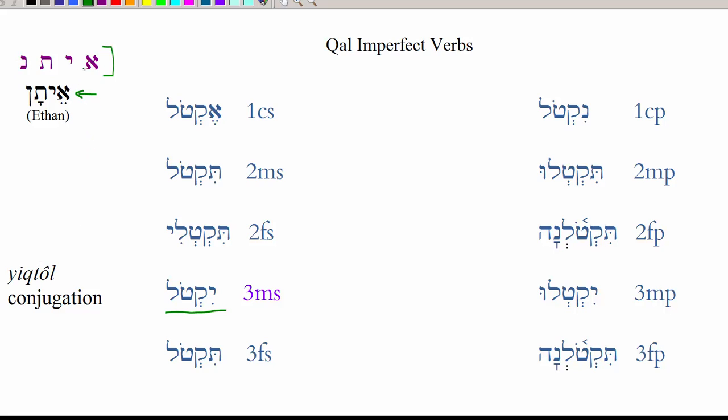So let's take a look at the complete Qal imperfect system here. And it's important to memorize these. Just recite them to yourself. We will go down through them starting with first common singular. Ektol, tiktol, tiktali, yiktol, tiktol, niktol, tiktolu, tiktolna, yiktalu, tiktolna.